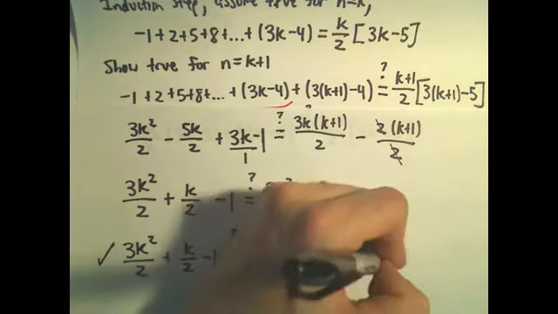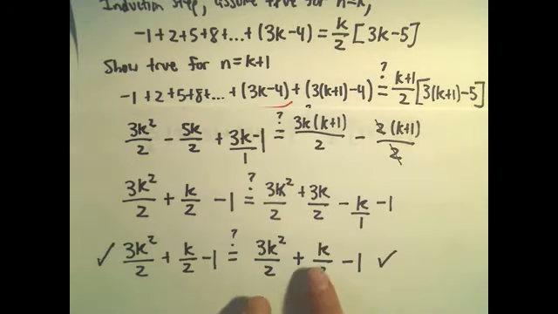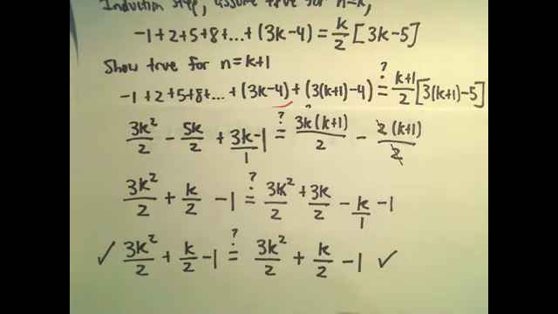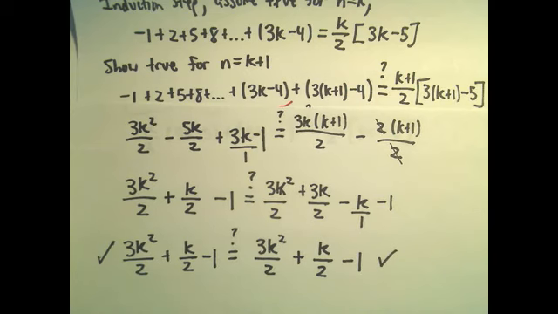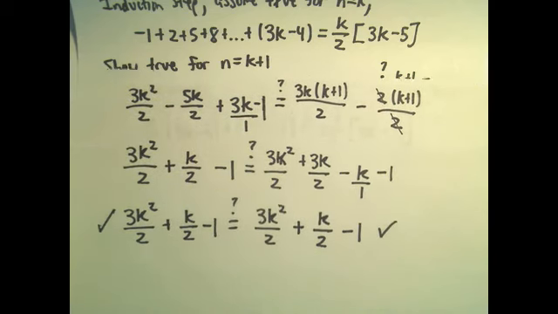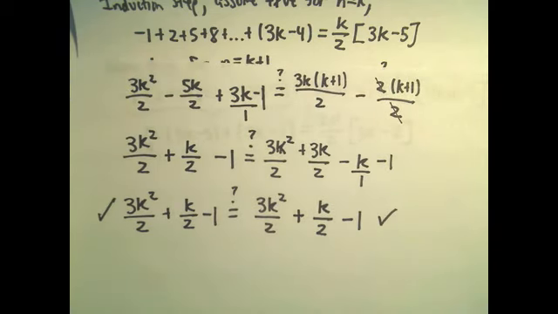So I almost messed up there at the last step. 3k minus 2k will give us positive k. We now have the exact same stuff on both sides. That justifies the induction step, and that now proves the original statement.